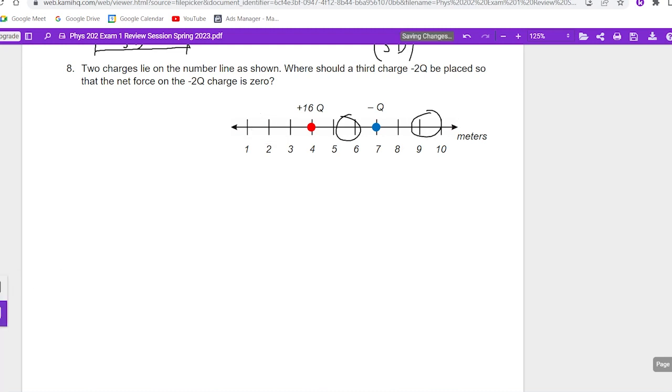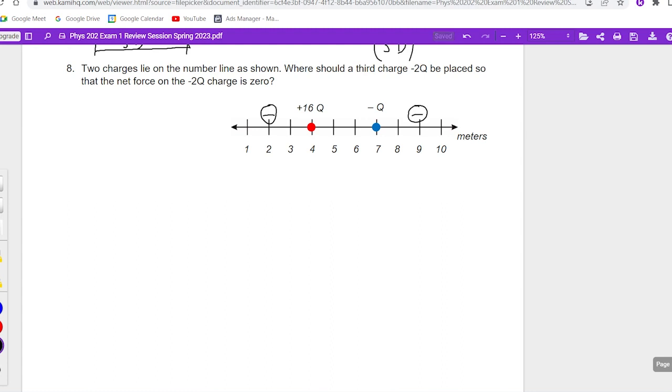Here's why it cannot go in the middle. If I put a negative charge here, I don't even care what the value is, it's going to be repelled away from the negative charge, and it's going to be attracted to the positive charge. 2 arrows pointing to the left. You will never get a 0 charge there. So in other words, the negative charge must be placed either on the left or on the right.